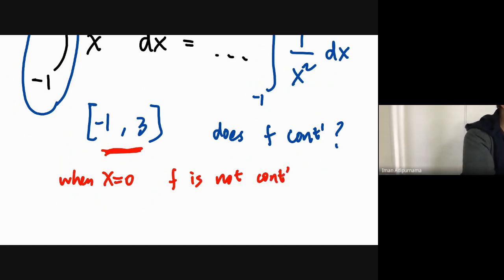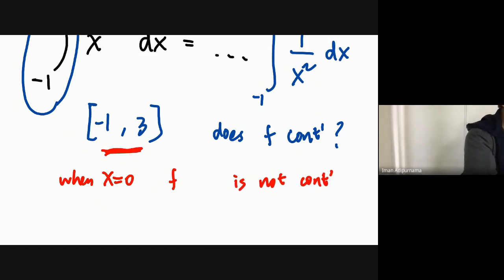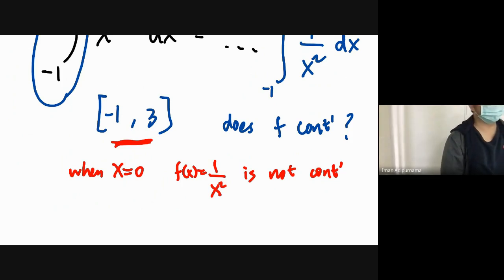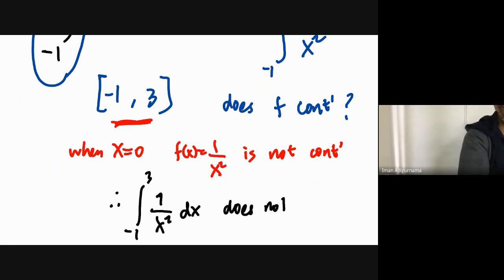Or we can write the function completely, that is, 1 over x squared is not continuous. So we can simply say in summary that this integration does not exist.